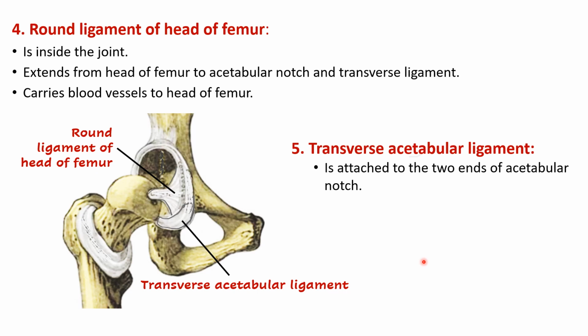So these are the 5 ligaments. 3 outside, that is the iliofemoral, pubofemoral, ischiofemoral, 1 inside, that is the round ligament of head of femur, and the other one which supports from the inferior aspect and completes the acetabulum here and bridges the gap between the acetabular notch, that is the transverse acetabular ligament.